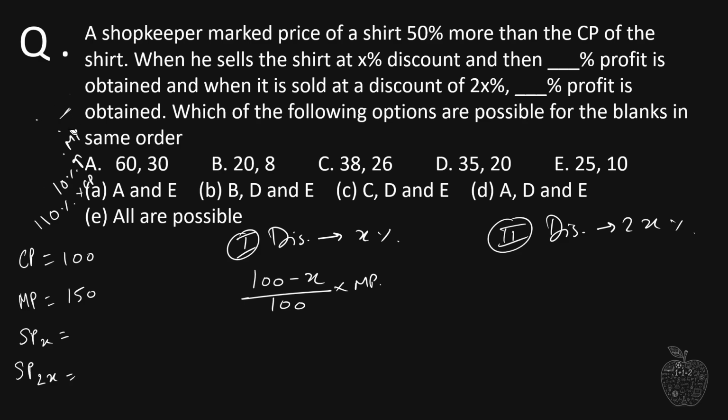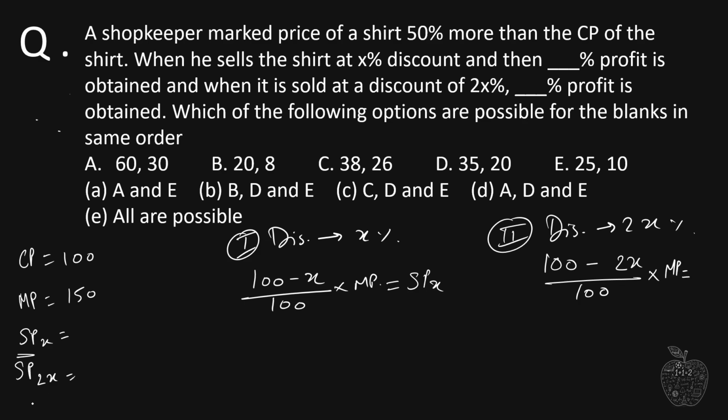Okay, so the same concept is applied here. When there is a discount of X%, he sold it at 100 minus X% of the mark price, and this will give us the selling price. When there is a discount of X%, we will get this. And the same thing will be done in scenario 2 as well. When there is a discount of 2x%, that means he is selling it at 100 minus 2x% of the mark price, and this will give me the selling price when there is a discount of 2x.